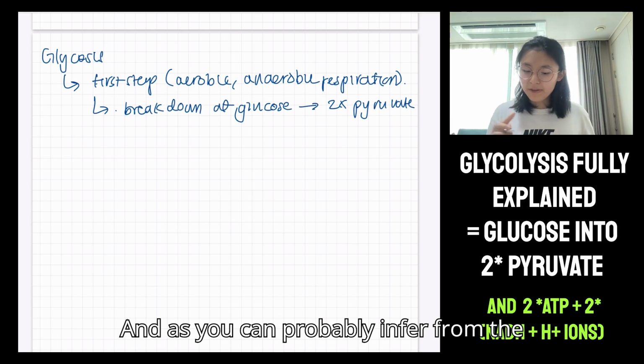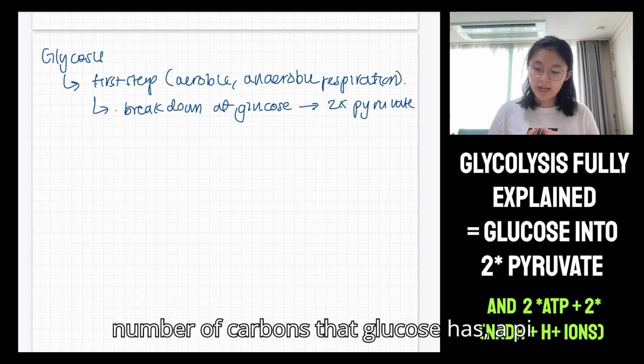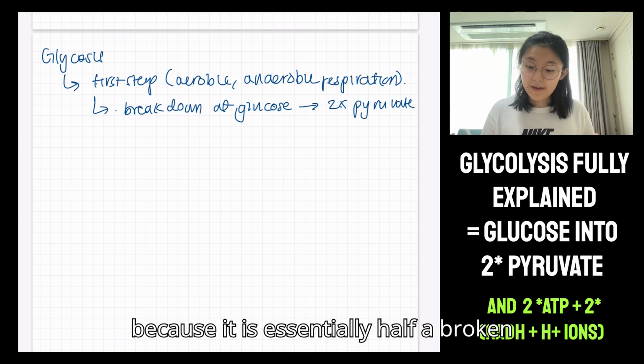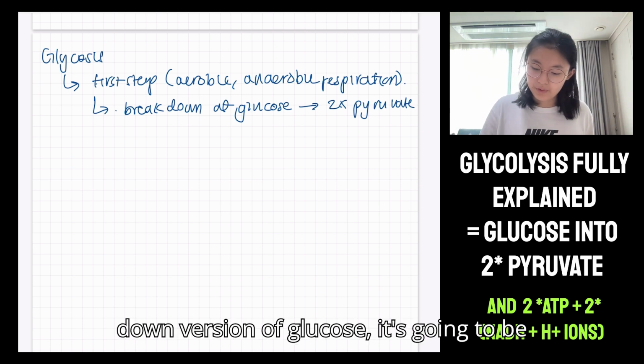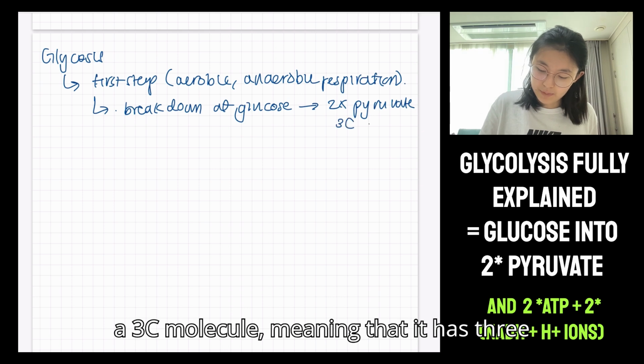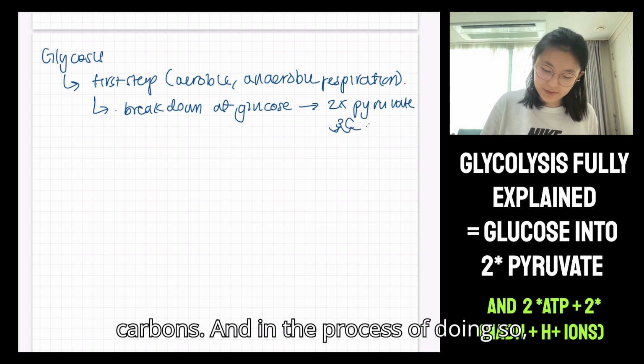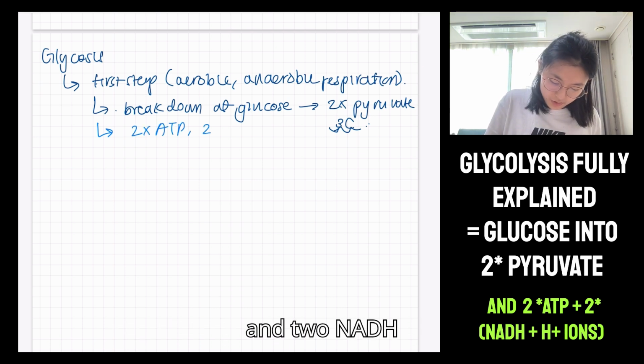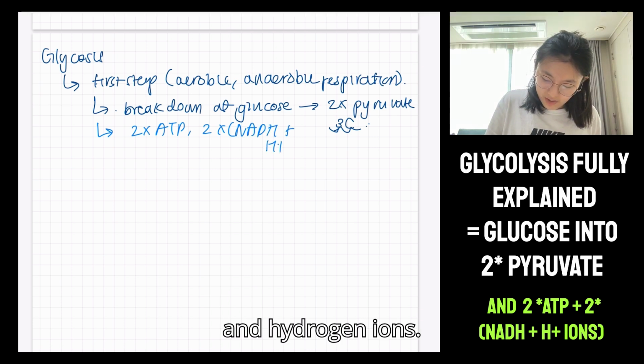As you can probably infer from the number of carbons that glucose has, a pyruvate molecule, being essentially half a broken down version of glucose, is going to be a 3C molecule, meaning that it has 3 carbons. And in the process of doing so, we're going to obtain 2 ATP molecules and 2 NADH and hydrogen ions.